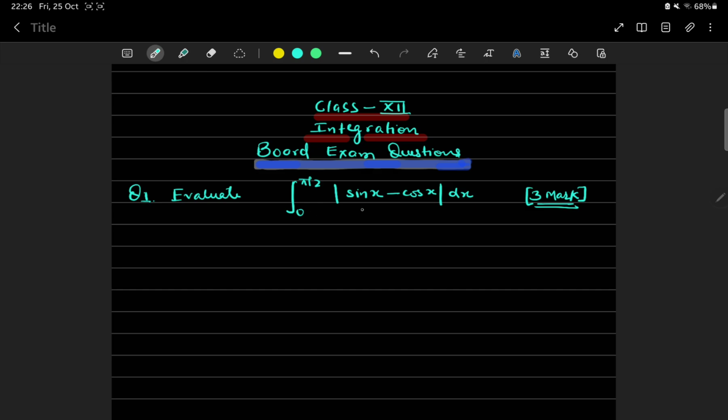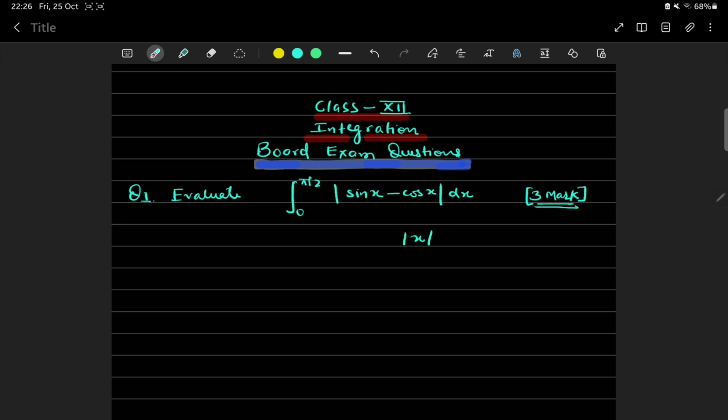For solving this question, first of all you need to understand the mod. You cannot solve this question before you remove this mod, or you have to solve this modulus first. So we will try to understand what the modulus function is basically.